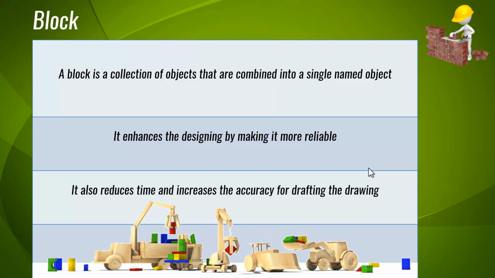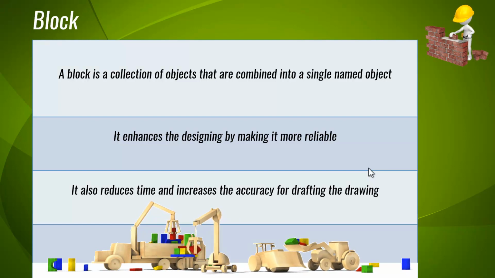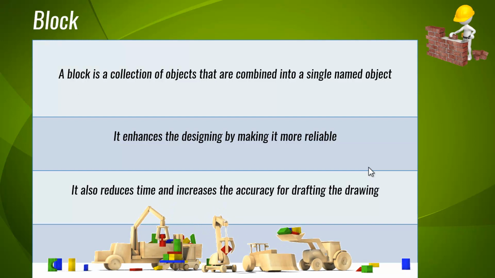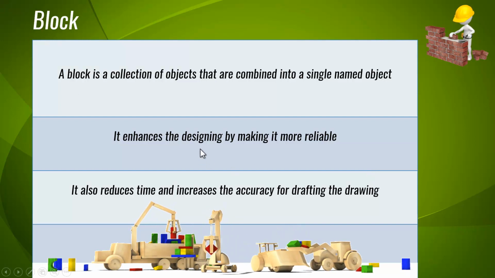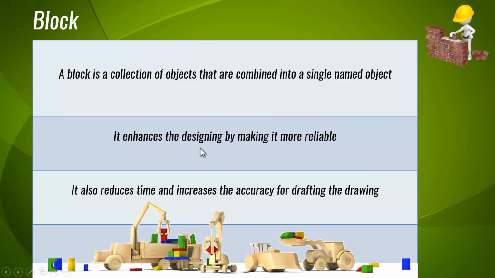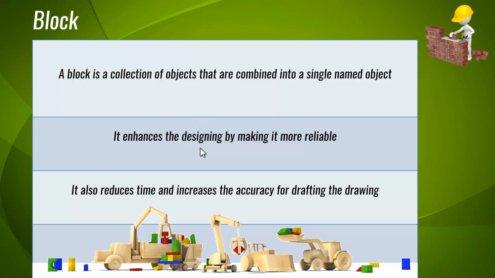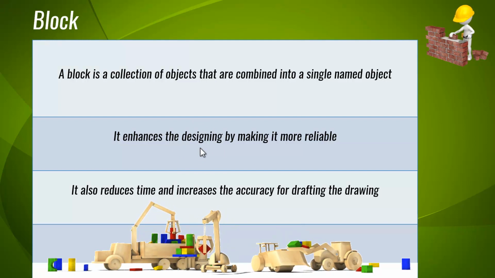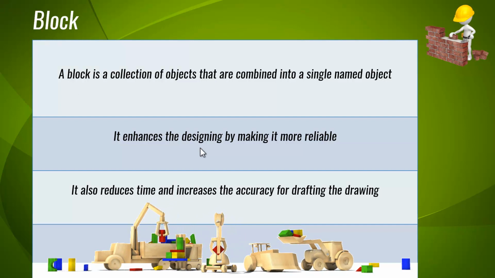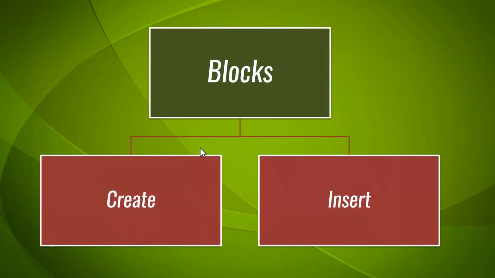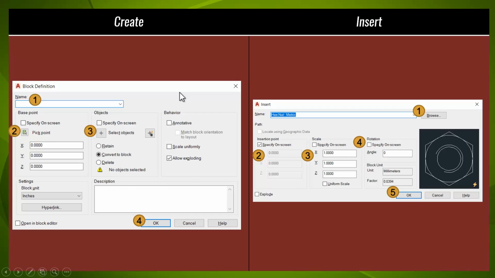We can name it together as a fan, and we can insert it as many times as we need in our drawing. So that means it enhances the designing by making it much more reliable. It also reduces time and increases the accuracy of drafting in the drawing. Basically, blocks are divided into two levels. That means you have to first create the block, then you have to insert the block. So let's see what are the steps included in creating as well as inserting the blocks.